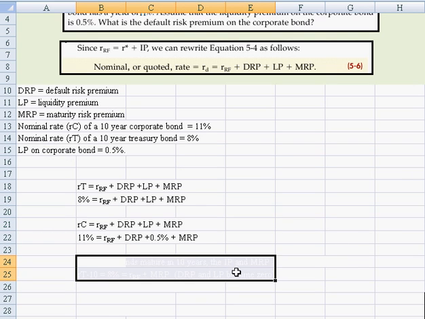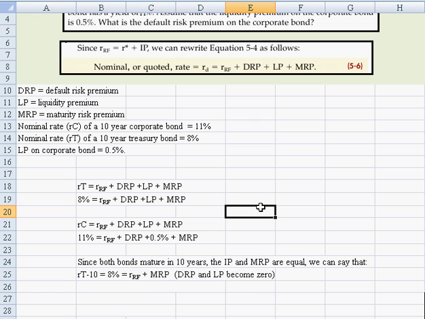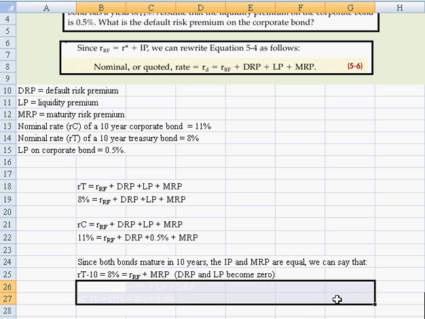All right, now we begin to look at the logic of what we have in front of us. One thing we can say is that both bonds mature in 10 years, so the IP and the MRP, the inflation premium and the maturity risk premium, are equal. So then we can make the statement that for the Treasury bond, and now I'm using a Treasury bond for 10 years as my symbol, 8% is equal to the risk-free rate plus the MRP, and DRP and LP become 0 in the case of the Treasury bond.